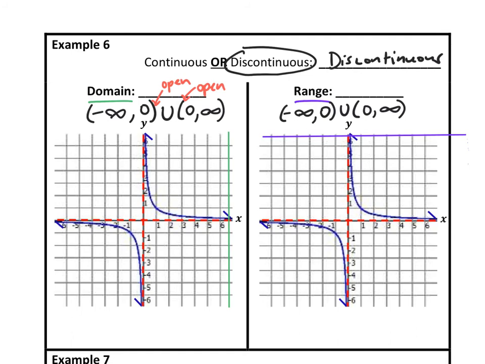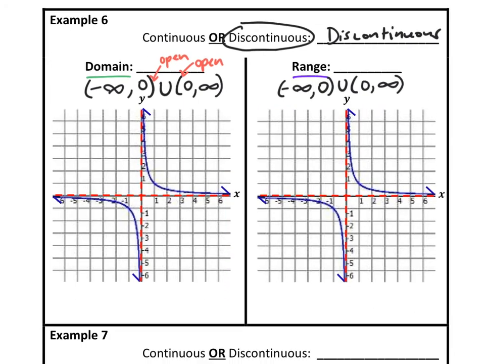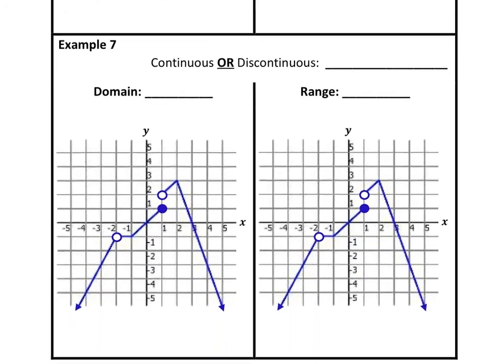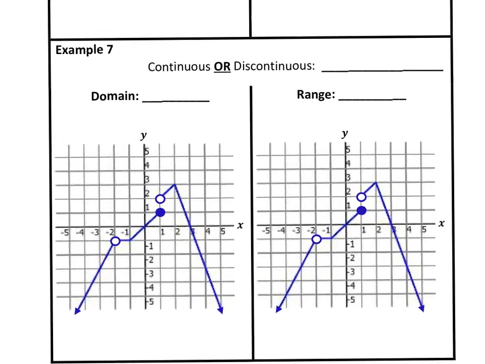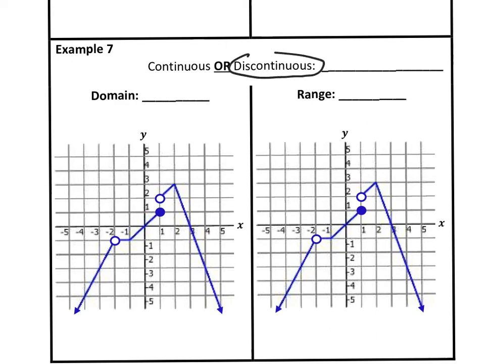Okay. Now let's look at example 7, the last one. All right, so let's see. Is this continuous or discontinuous? Well, it doesn't look good, right? I see a hole and I see a jump. So we already know it's going to be discontinuous because we see a hole and we see a jump.